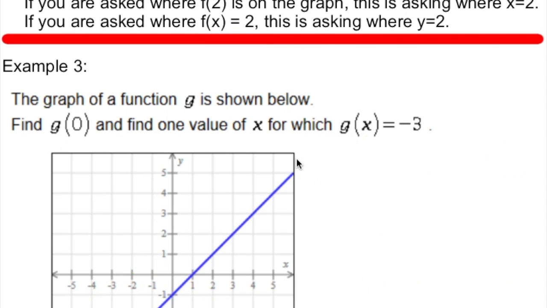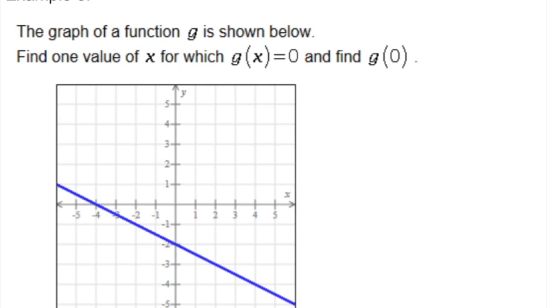So let's look at one more example like this. On this example here, they're really asking us some of the same questions. So let's take a look at these 2 questions that they ask us. The first thing that we see here in the wording of the problem is g of x equals 0. So like we talked about before, g of x or f of x is interchangeable with y. So this is really saying that y is equal to 0.